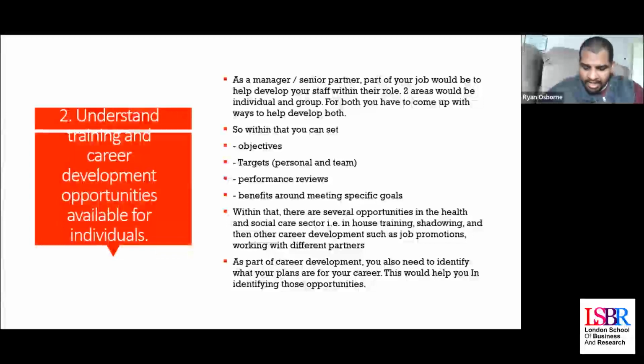So we've talked about career development and some of the ways that a manager or a leader can set specific types of training. Within that, you will see that there are different opportunities within the health and social care sector. So we can think of, you may have in-house training.